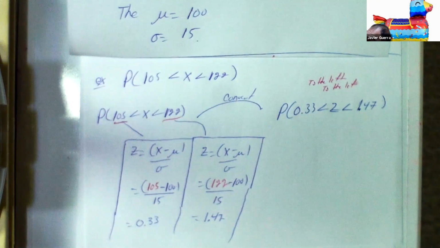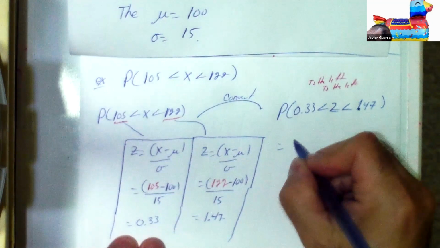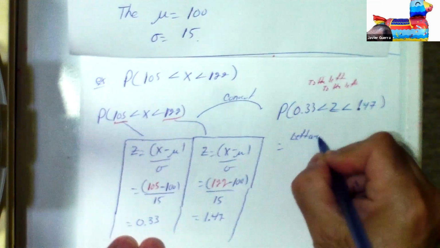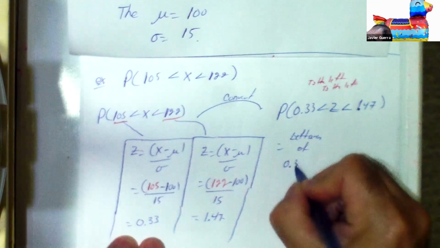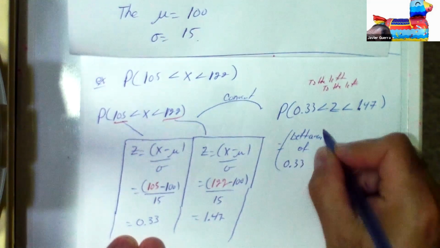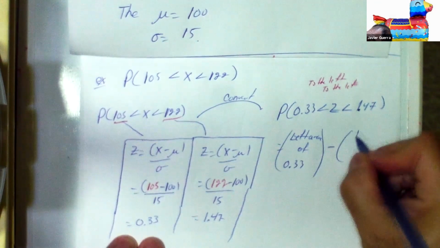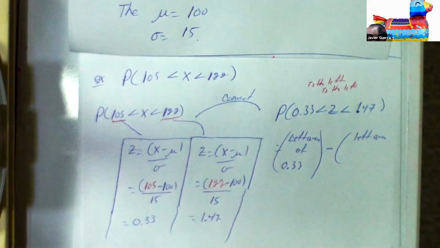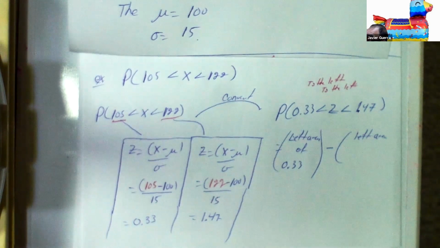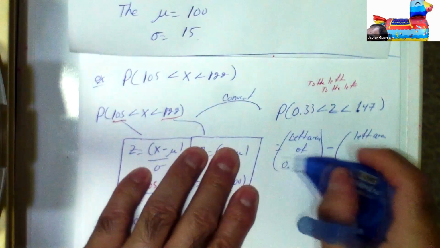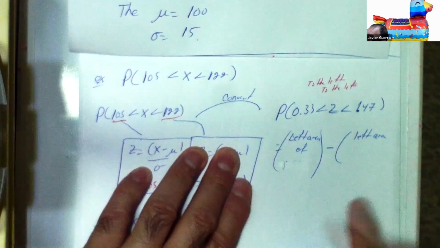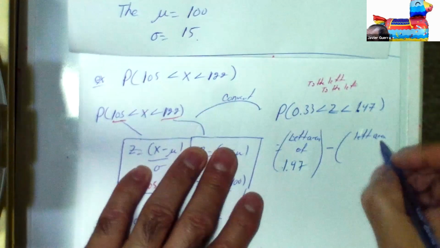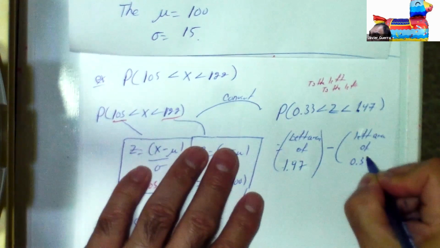We're gonna look up the left area of 0.33 minus the left area. Oh, wrong one. That should have been 1.47 first. And then this one should have been 0.32. Remember, the bigger number goes first, right? Not that it mattered. But yeah.